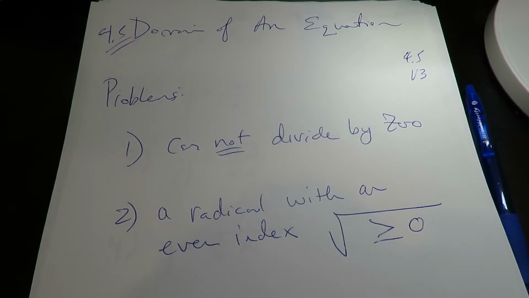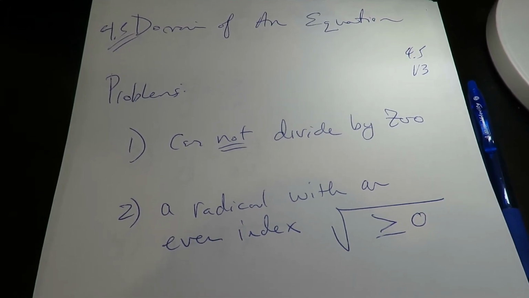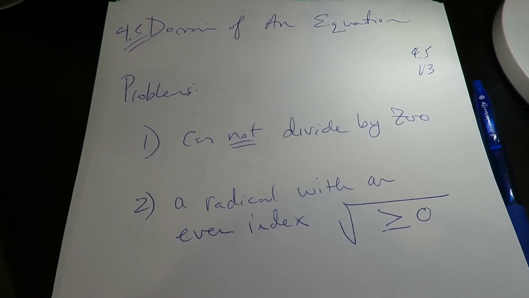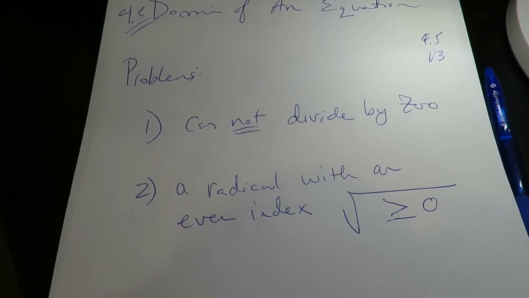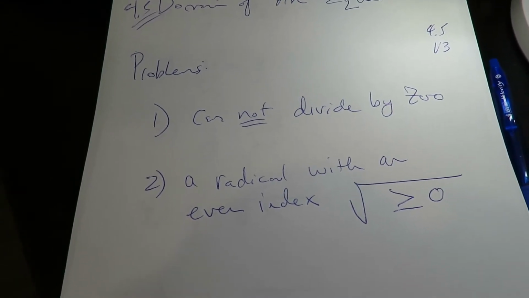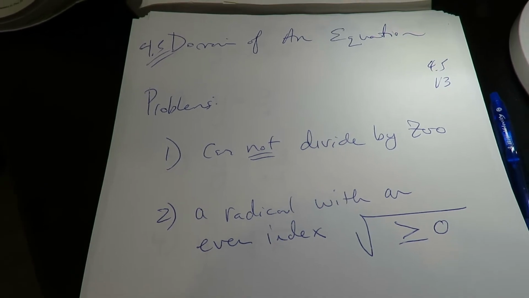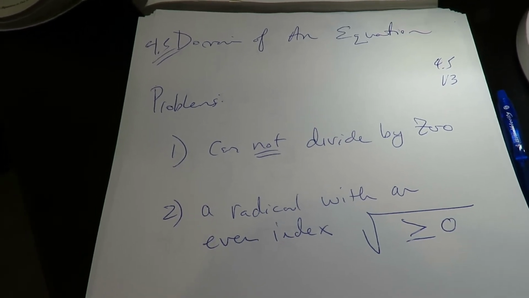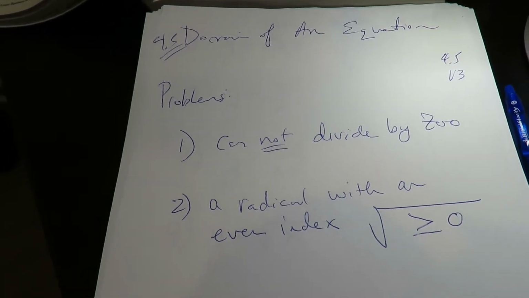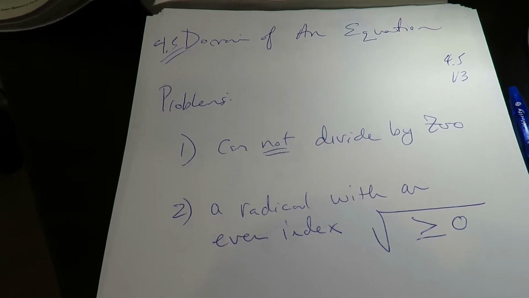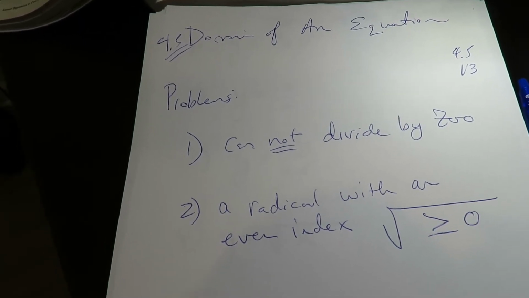Now what I'm going to do is a domain of an equation. What that's asking is what x values are allowed in the equation, okay? So it would be like what ages are allowed in a grocery store. So the domain of a grocery store is you can be any age, there's no restriction.